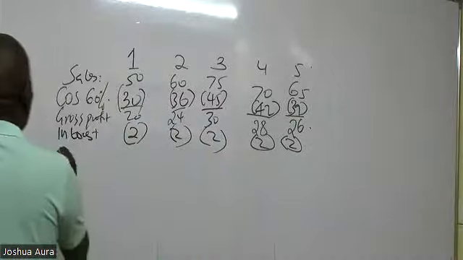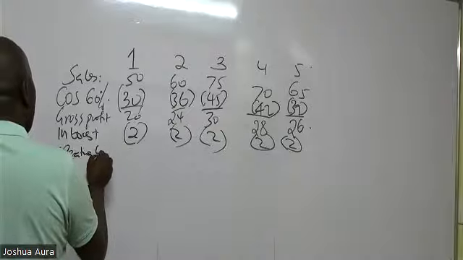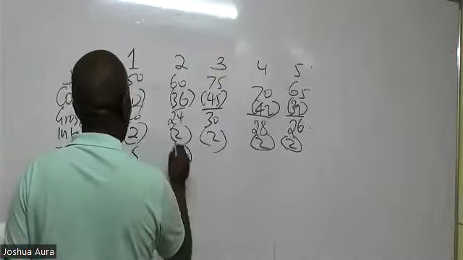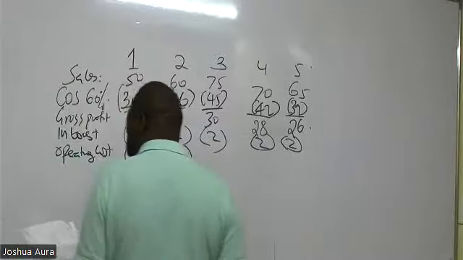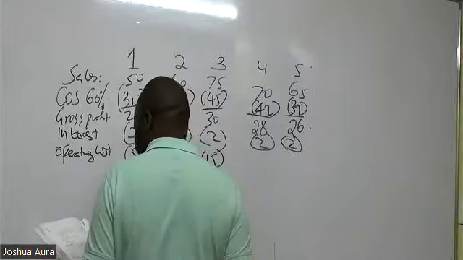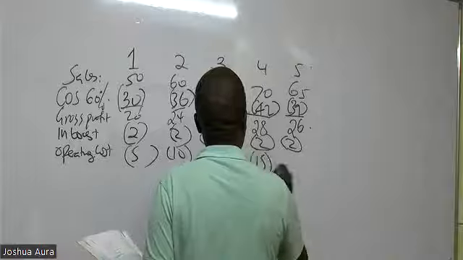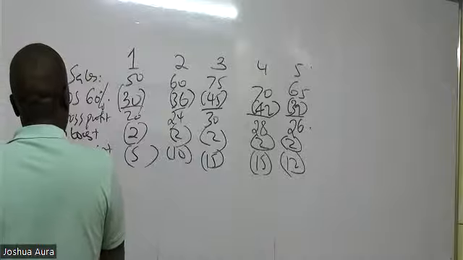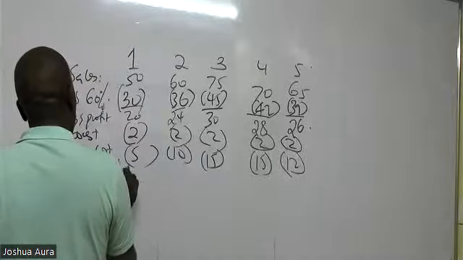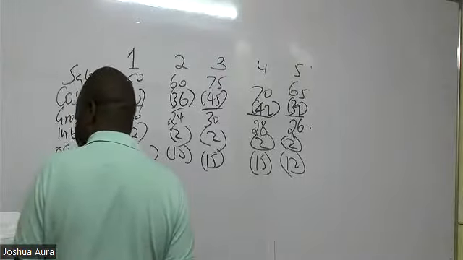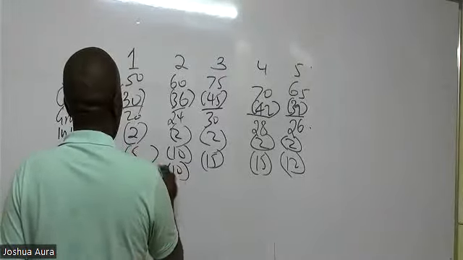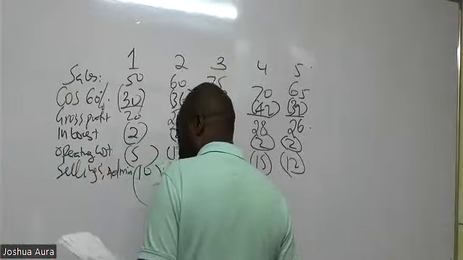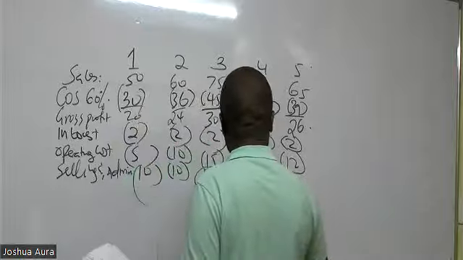And then now we have the other costs, like operating costs. For operating cost, we're given figures of 5, 10, 5, 10, 15, 15, 12. And then lastly, we have the selling and administration costs. For selling and administration cost, we have 10, 10, 10, 10, then 8, 9, 8, 9, and then 11, like that.